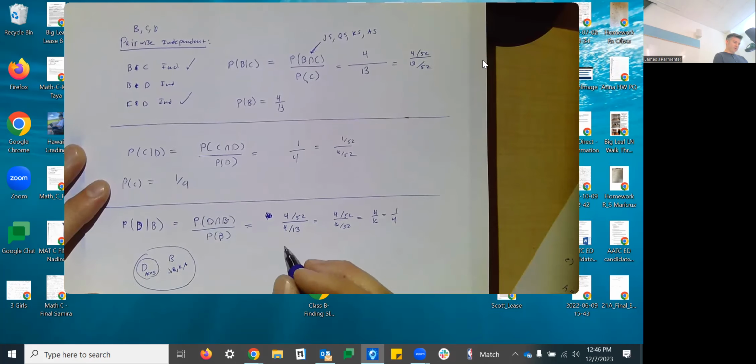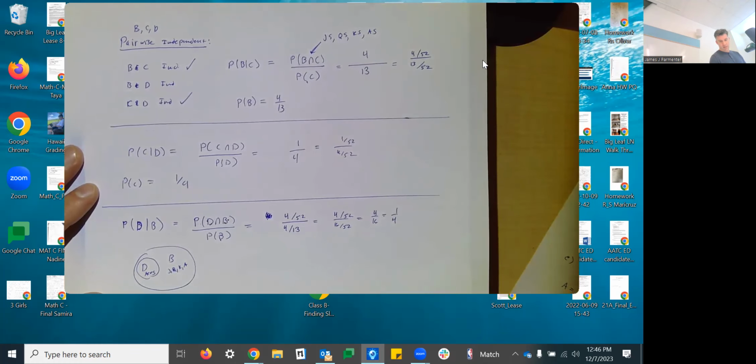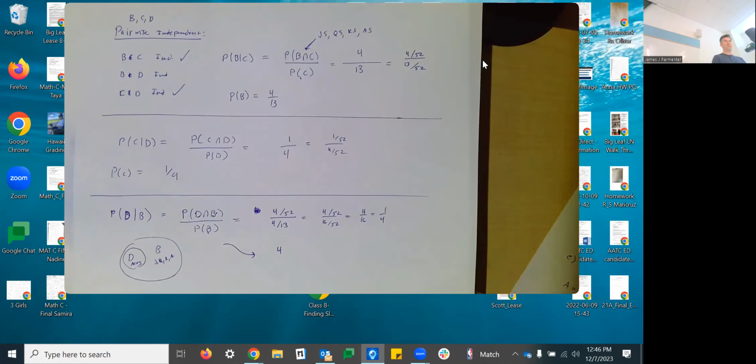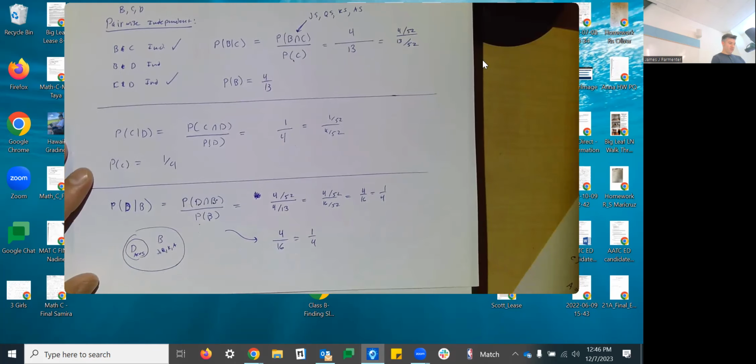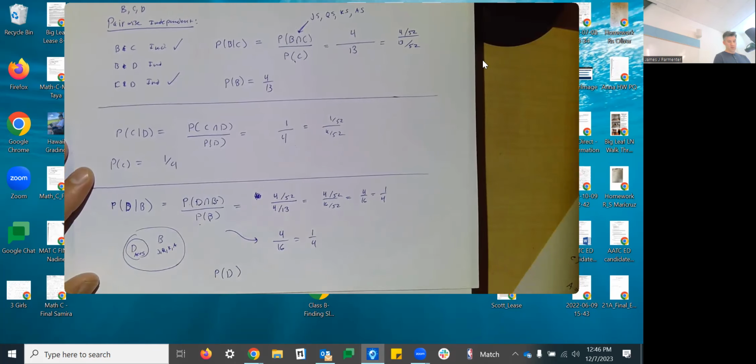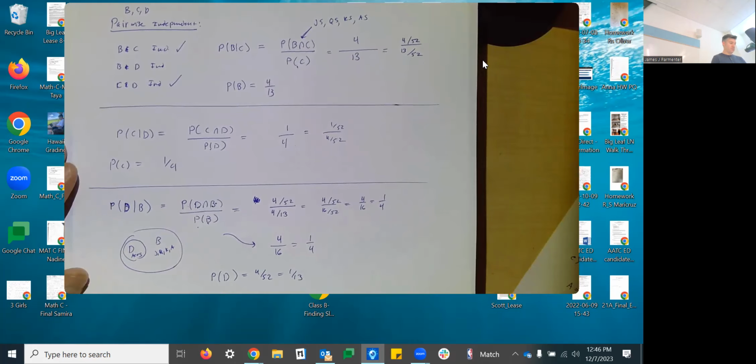So D intersect B, right? D is being an ace. B is ranked Jack or higher. So let's go the other way and say, well, there's 4 cards that meet that criteria, the aces. B was being ranked Jack or higher. Well, there are 16 cards that meet that criteria. Nope, it's still the same thing. On the other hand, the probability of D, which was being an ace, is 4 out of 52, which is 1 out of 13. So these are not independent.